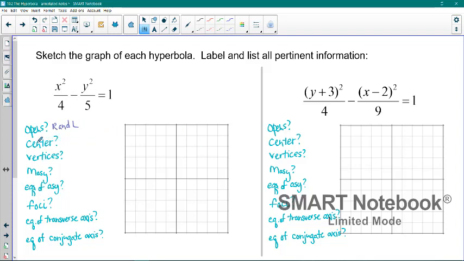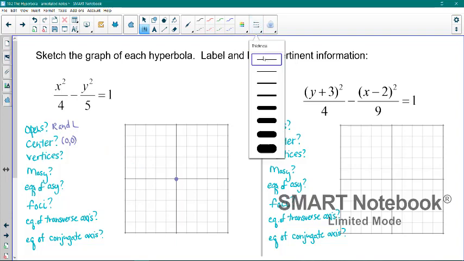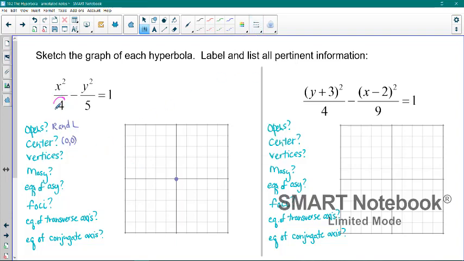Okay. Center, nothing being added to x, nothing being added to y. The center is at 0, 0. Personally, as I find a piece of information, I like to go ahead and graph that piece of information. So my center is here at 0, 0. All right, for vertices, the vertices will be whatever the square root of this number is. Square root of 4 is equal to 2. So that tells me I go 2 to the left and right.